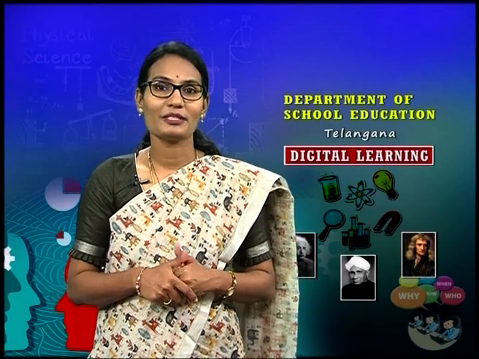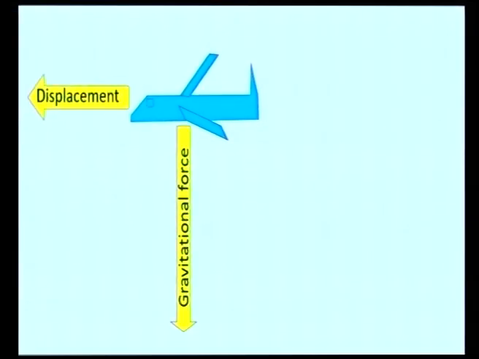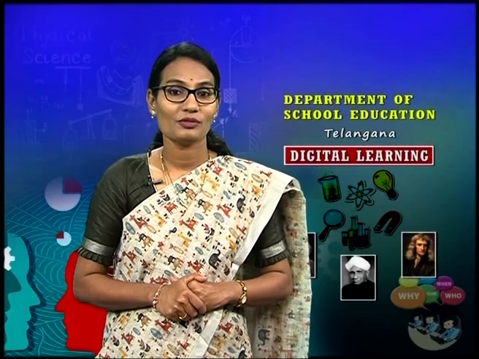Okay? Observe this picture, children. Here the aeroplane is flying in the air. Here the displacement is horizontal, but gravitational force is in the downward direction. Can you guess, children? In this situation, what will be the work done? Is it positive or negative? Here the displacement and gravitational force are at right angle to each other. So in this case, work done by the gravity is 0. Why is it 0? You are going to learn this, children.